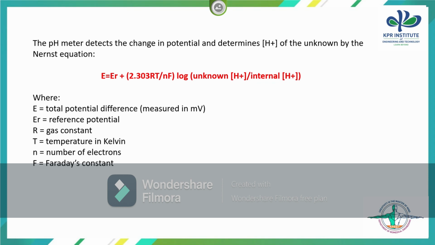Here is the Nernst equation. The pH meter detects the change in the potential and determines H plus concentration of the unknown by the Nernst equation. Here, E is the total potential difference measured in millivolts. ER is the reference potential. R is the gas constant. T is the temperature in Kelvin. N is number of electrons. And F is Faraday's constant.